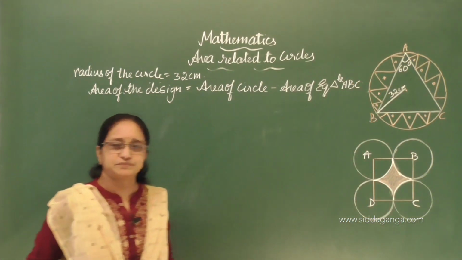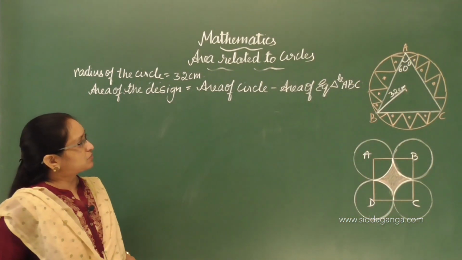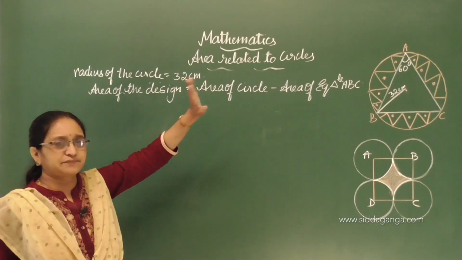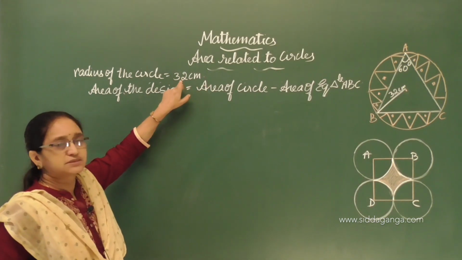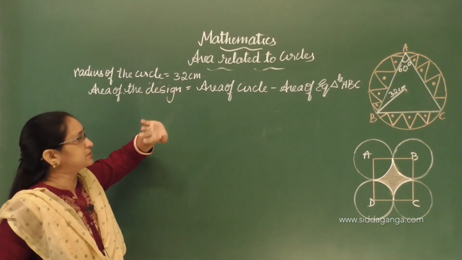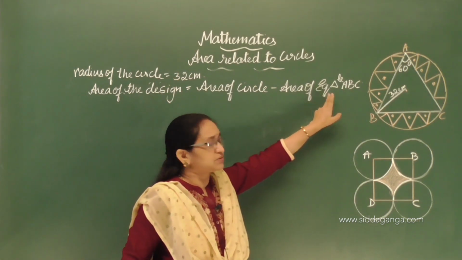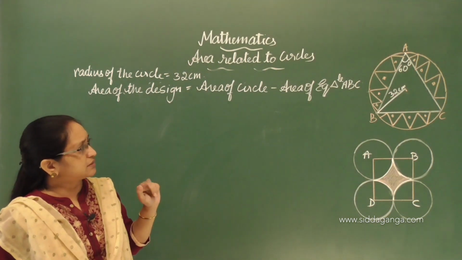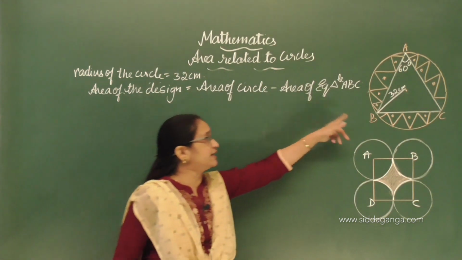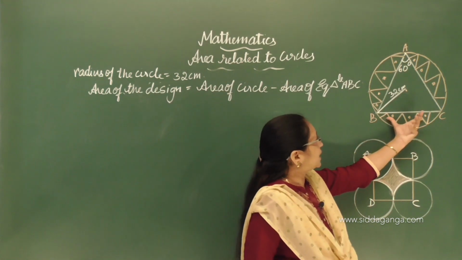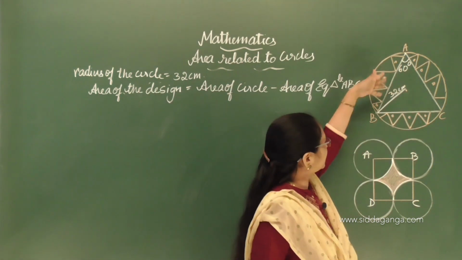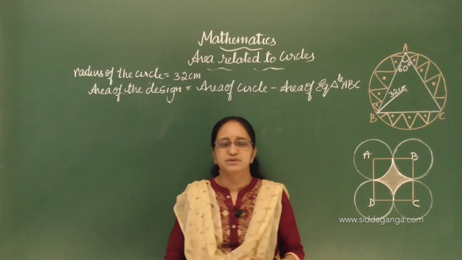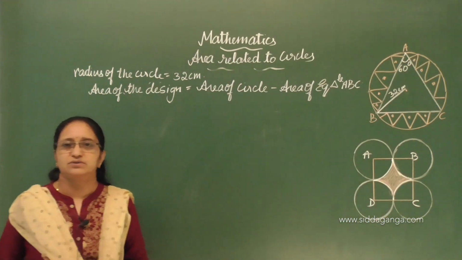Is it correct? Simple it is. But the only thing is, area of the circle we can find out by using the radius. We have radius 32 centimeter, no doubt. But the only thing is we have to find out the area of the equilateral triangle. There we don't have the side, they have not given BC or AB or AC. So, we need to find out.